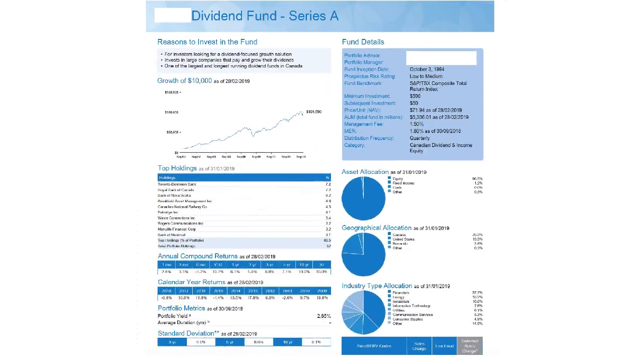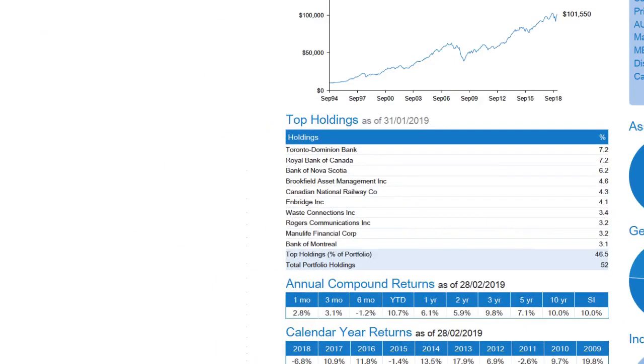To take it a step further, the top holdings are going to show us what the top 10 stocks are inside of this portfolio. If you take a look at the bottom, it'll show you that the total portfolio holdings is 52. That means that there's 52 individual holdings inside of this mutual fund. The biggest one being TD Bank at 7.2%.